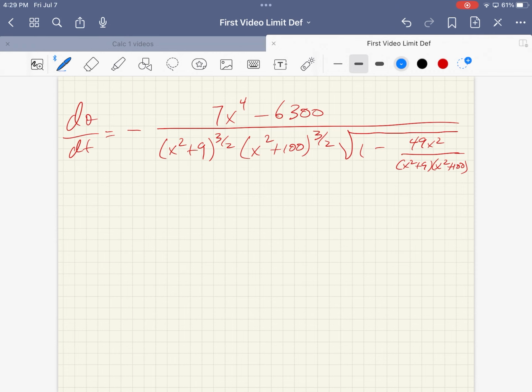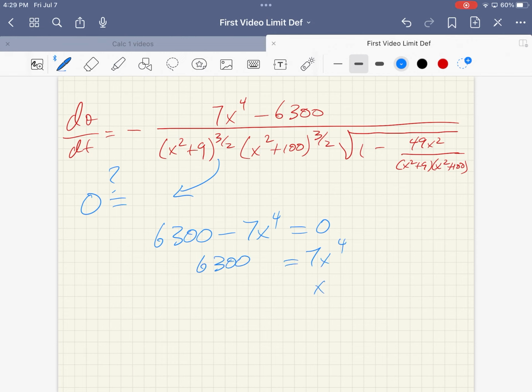But the key here is it actually turns out to be easy to solve for because we want to know when is this equal to 0, right? So that's the question. When is this equal to 0? Well, since this is a fraction, all we need to do is set the numerator equal to 0, and we get 6,300 minus 7x to the fourth, again, because of that negative, equal to 0. So 7x to the fourth equals 6,300. So x to the fourth equals 900.